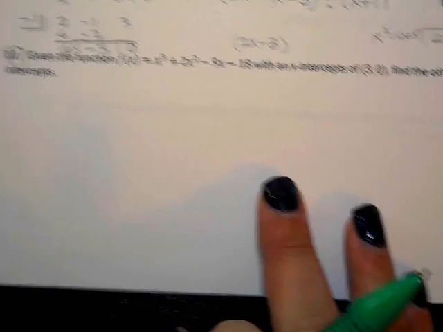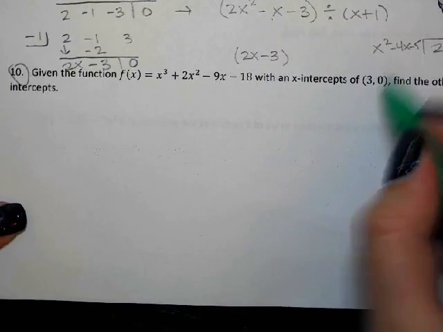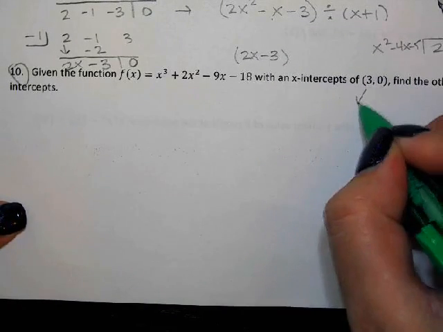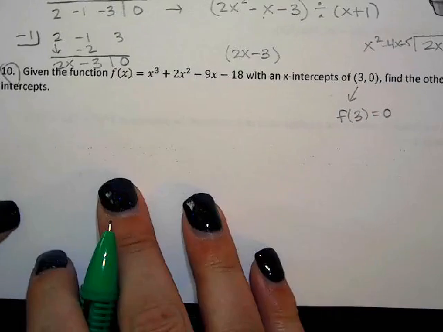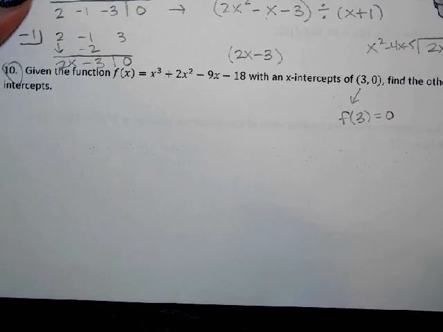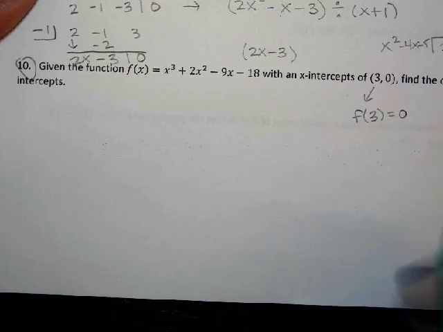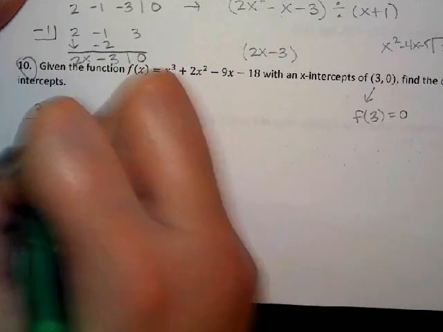Okay, number 10 says that you have an x-intercept. So they gave you the point (3, 0), which really means that you had f of 3 equals 0. You plugged in 3, you got 0 as a result. So if we were to set up synthetic division, what goes in the box? 3. 3 would have gone in the box. And what would the remainder have been?